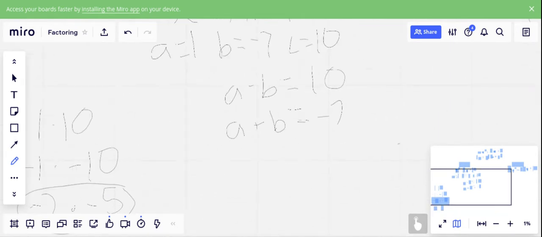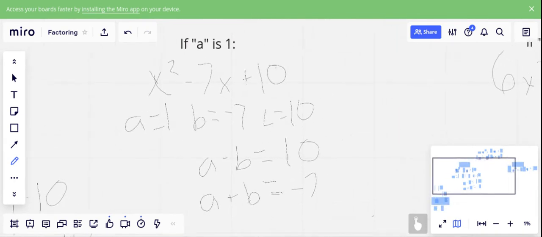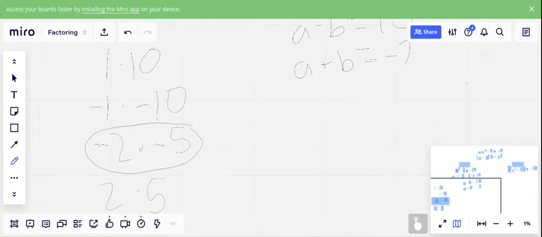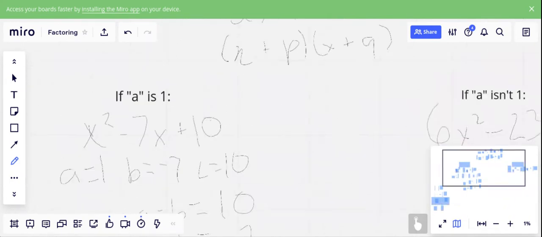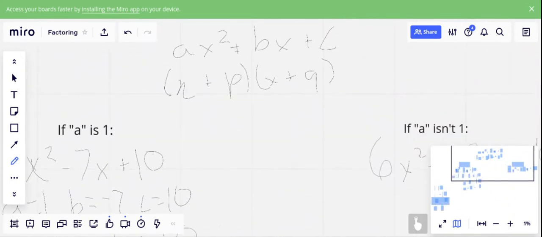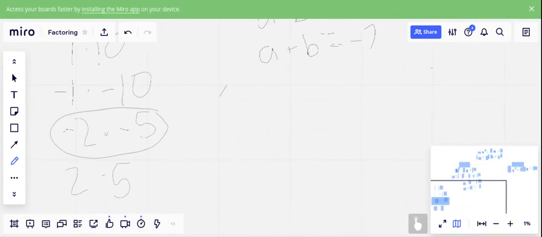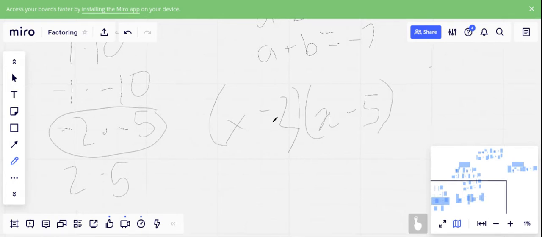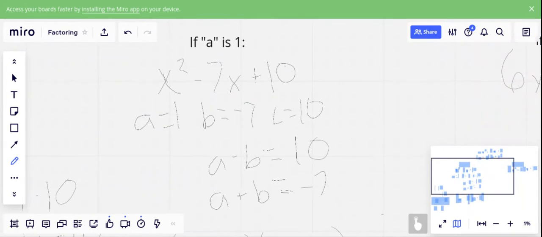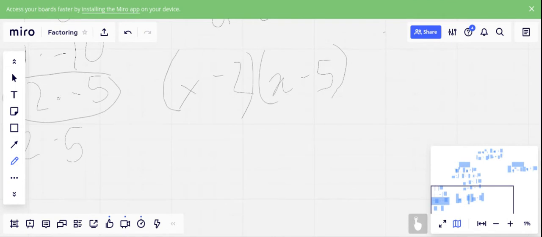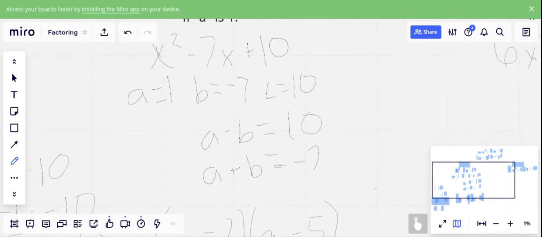So how do we translate this into the factored form? We plug -2 and -5 in as p and q into this x plus p times x plus q form. So we would do x minus 2 times x minus 5. Now let's check by multiplying these two and seeing if we get x squared minus 7x plus 10 in the end. We should. If we're correct, then we would get the original quadratic.